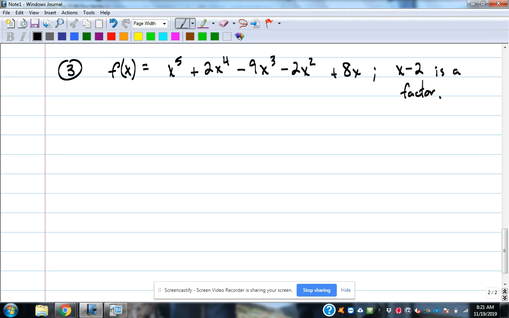What if they don't give us something? Good, I'm glad somebody saw that. It has a common factor, so I could go ahead and factor that out and get it out of the way. Yeah, x is the greatest common factor, so I'm going to factor that out first and get x to the 4th plus 2x cubed minus 9x squared minus 2x plus 8. That's squared. Thank you very much.